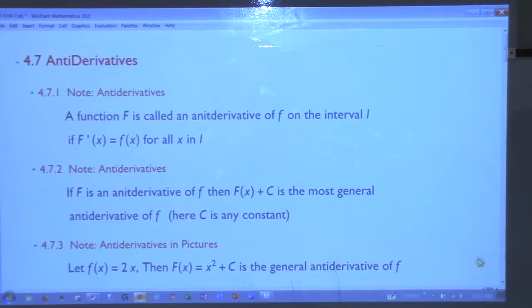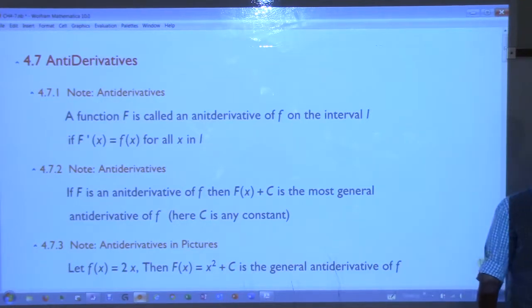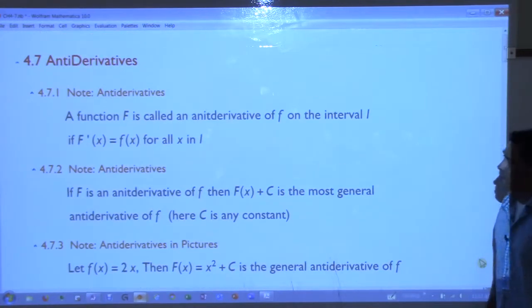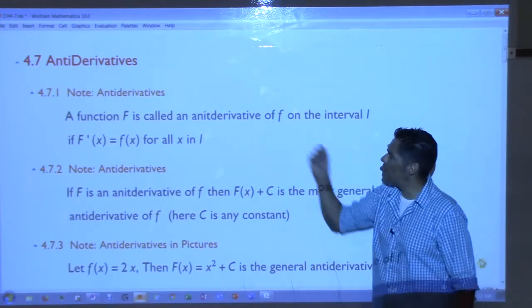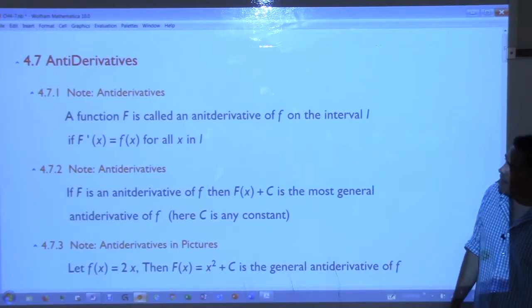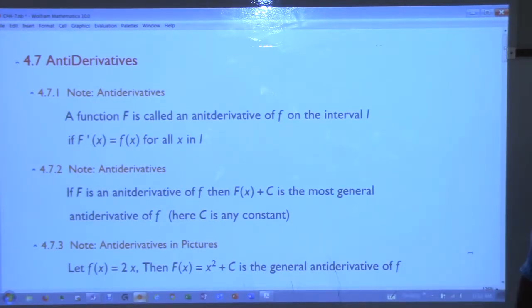All right, so antiderivatives. How many of you saw antiderivatives in Cal 1? All right, so we have a basic understanding. I'm going to treat it like you've never seen it, all right? So a function, capital F, is called the antiderivative of little f on the interval I if the derivative of capital F is equal to little f for all x that live in the interval.